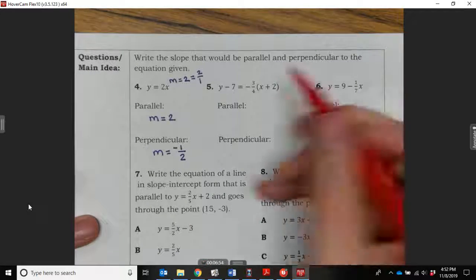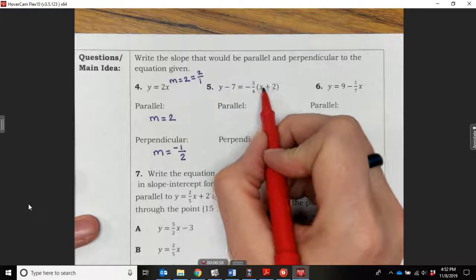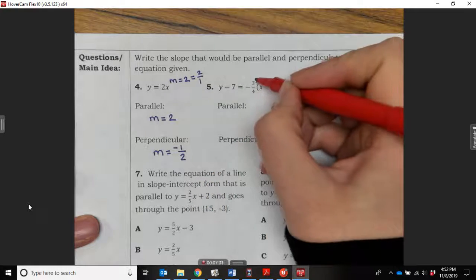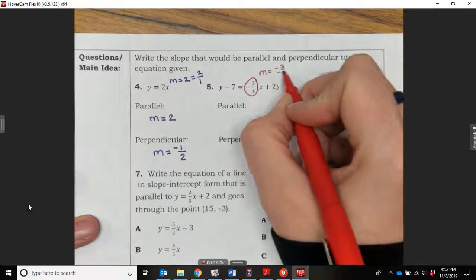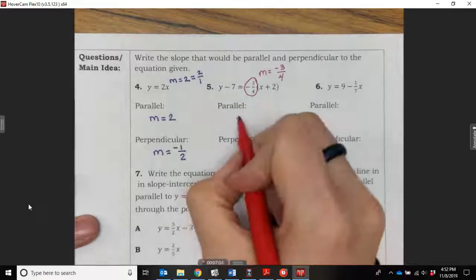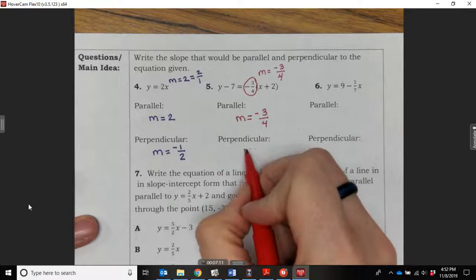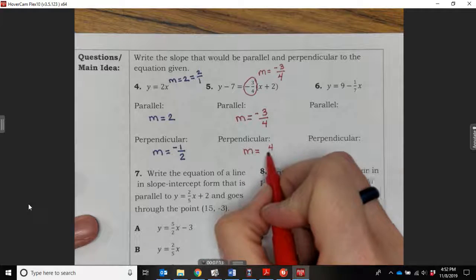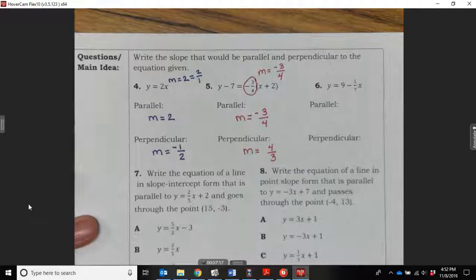Here we have point slope form. Y minus 7 equals negative 3 over 4 times x plus 2. This part right here is your slope. So something parallel would be exactly the same. Something perpendicular would flip it upside down and change the sign from a negative to a positive.